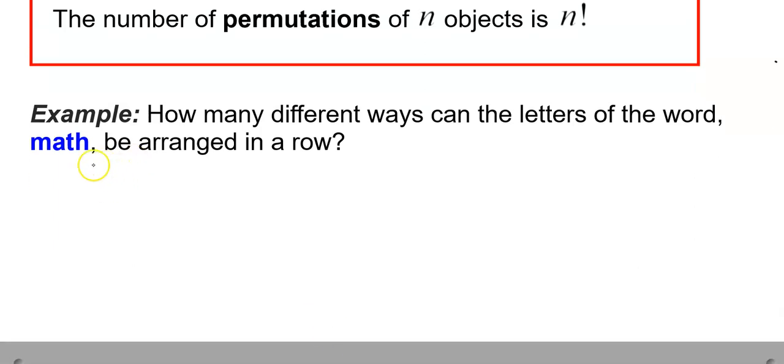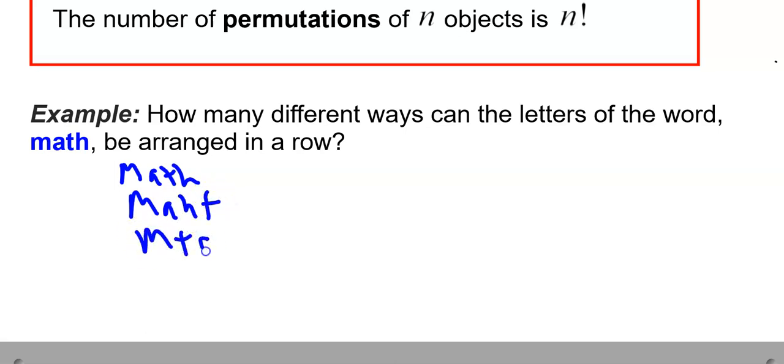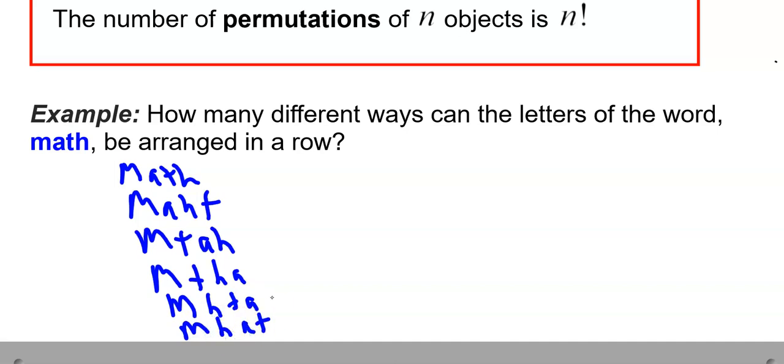So you could write out M A T H, M A H T. Try to be very systematic about this. I'm going to say T next: M T A H, M T H A, M. Let's see what I haven't done there. M H T A and M H A T. So those are all the possible arrangements that start with an M.